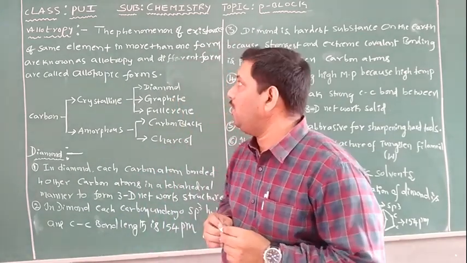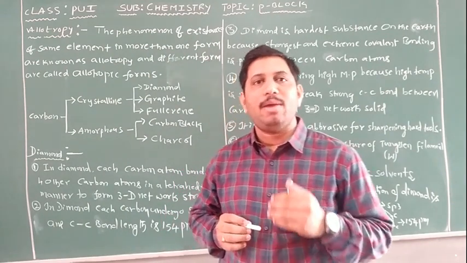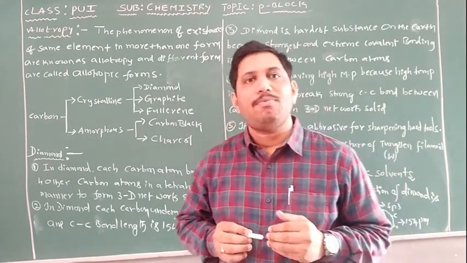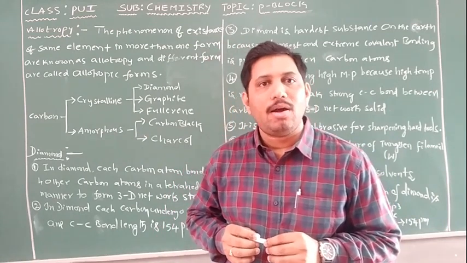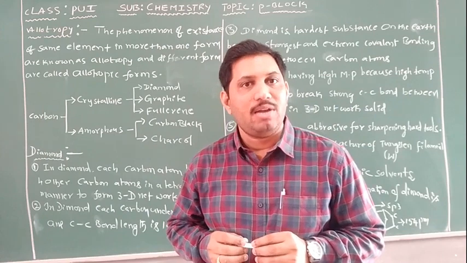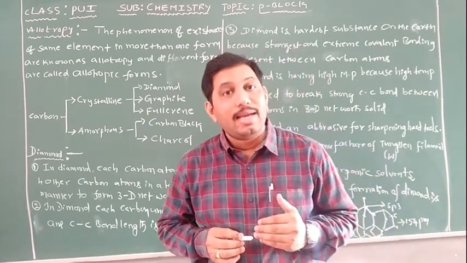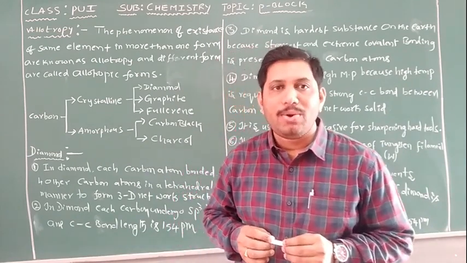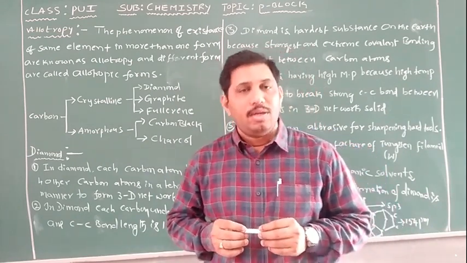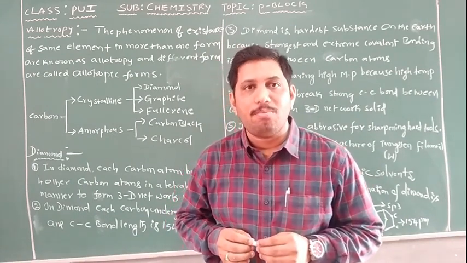What is meant by allotropy? The phenomenon of existence of the same element in more than one form is known as allotropy, and the different forms are called allotropic forms. In this topic we are discussing the allotropic forms of carbon.